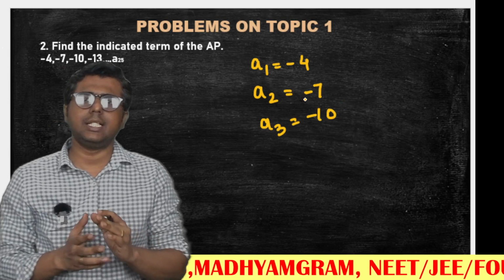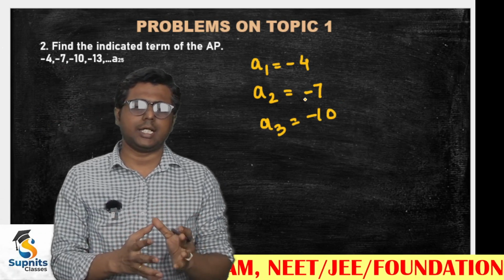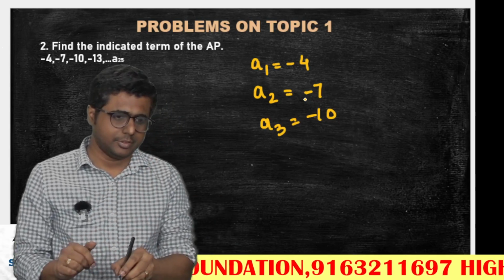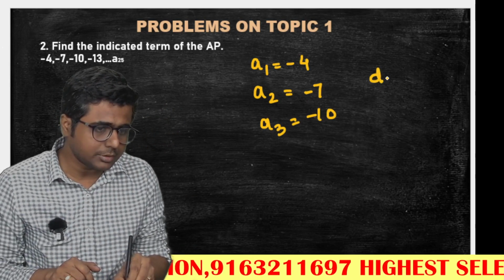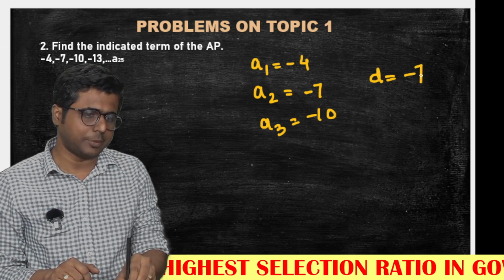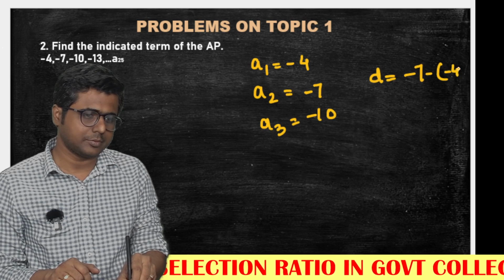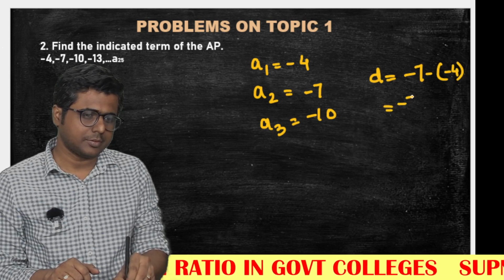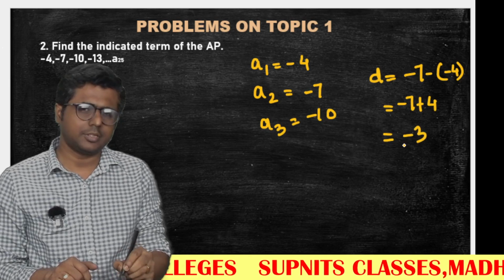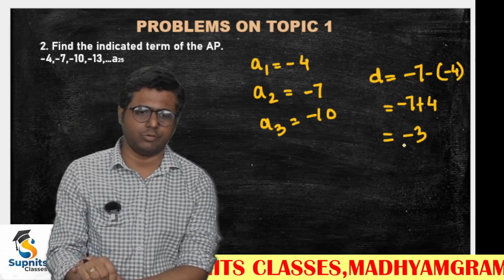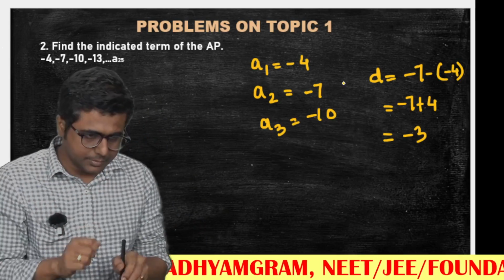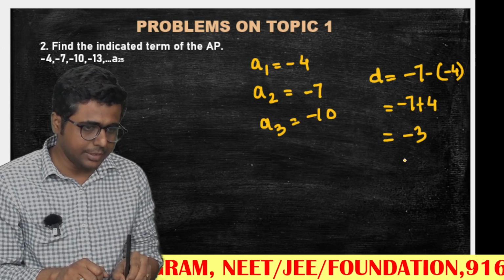So, here easily you can find out the common difference. You need that, right. So, the common difference is equal to minus 7 minus (minus 4). Please use bracket. Minus 7 plus 4 is equal to minus 3. Minus 7 plus 4 is equal to nothing but minus 3. Okay. So, d is clear.